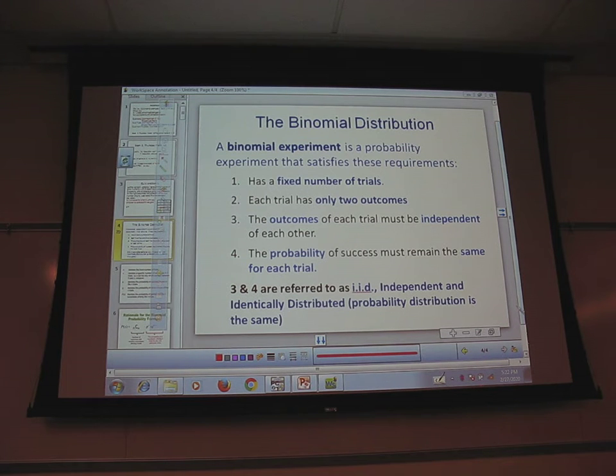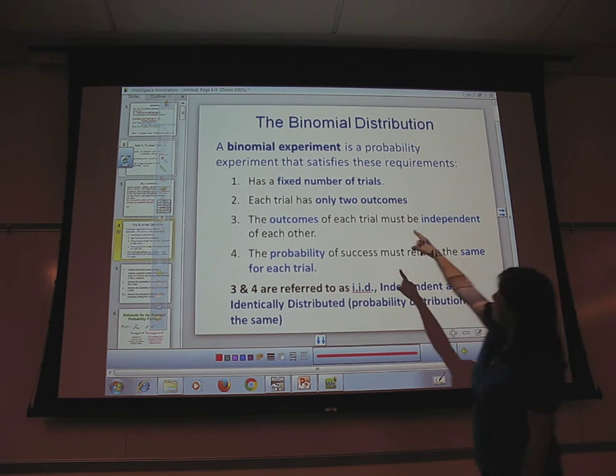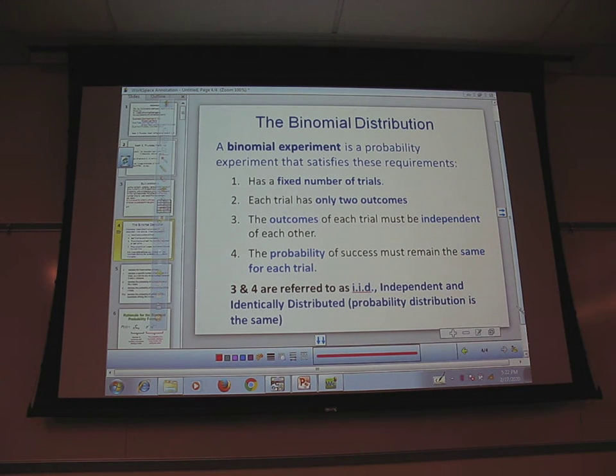And then it has a fixed number of trials. You know ahead of time when you're going to stop. You know you're going to pick this number of people, n people, or you know that you're going to flip the coin n times, or you know you're going to draw a marble and put it back this many times, right? That's fixed, and you know before you start when you're going to stop.